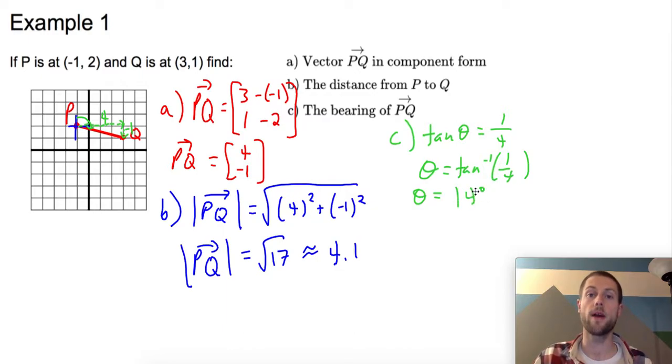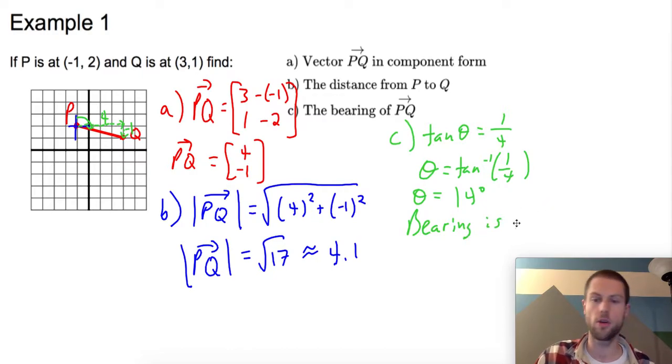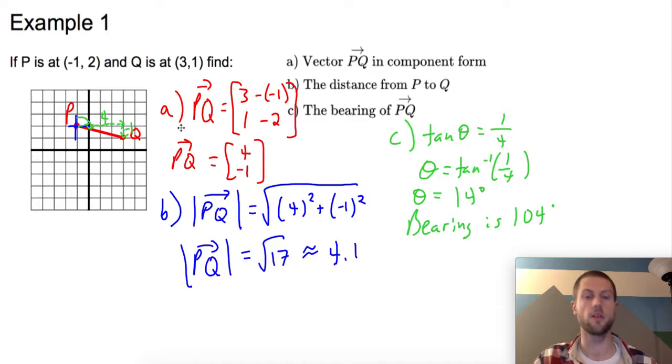Now if I want the true bearing, I have to start from 0, and I have to go all the way to this resultant. So I'm going to go 90 degrees plus that 14. So at the end of the day, my bearing is 90 plus 14 degrees, which is 104 degrees. So there you go. Took a couple of points, did a bunch of stuff with it, and we found all of these pieces of information. We can express the vector PQ in component form or in magnitude and bearing form.